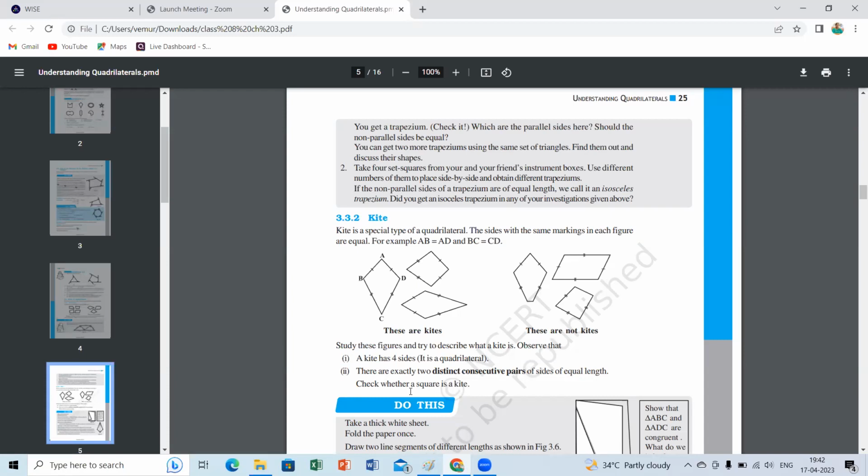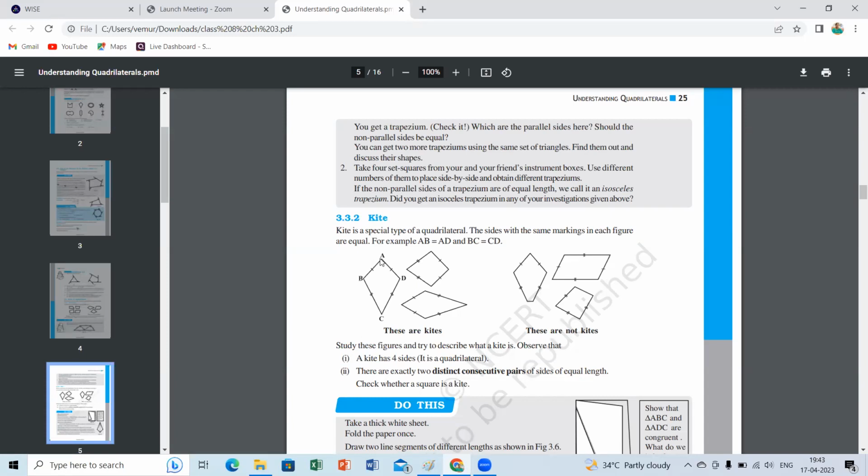Ma'am, even though AD and DC are also consecutive, the word mentioned is distinct. Distinct is nothing but different consecutive pairs, not the same consecutive pairs. That's why exactly two different consecutive pairs of sides are equal in length.